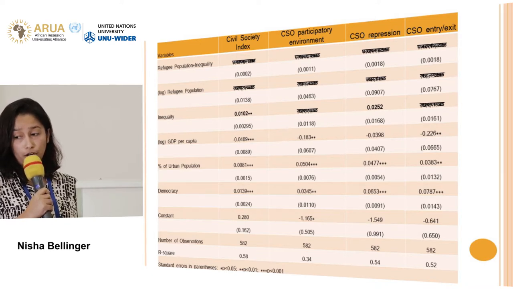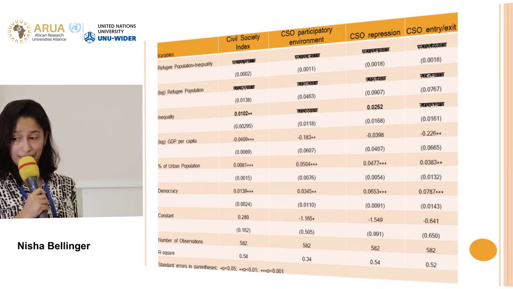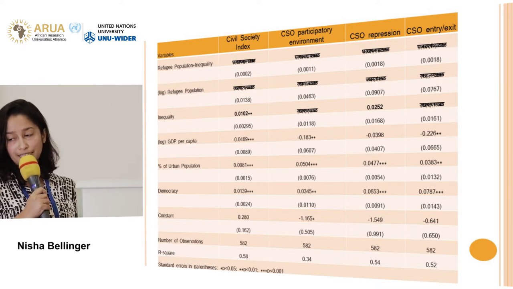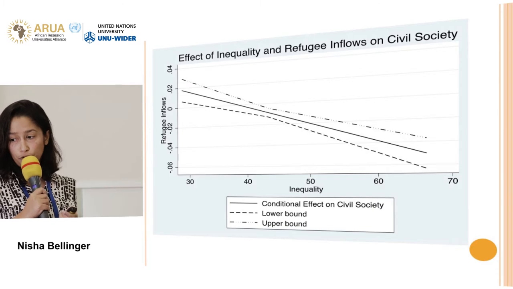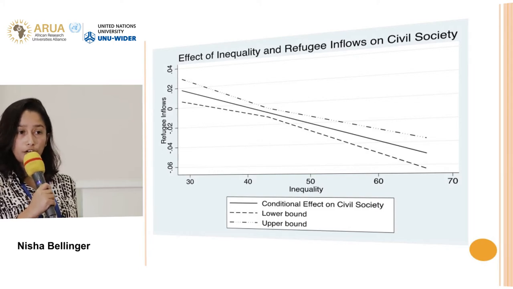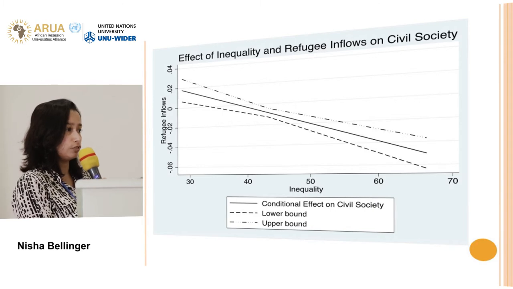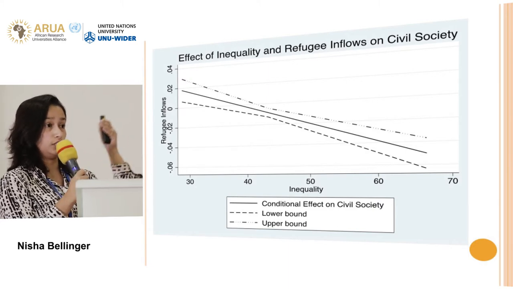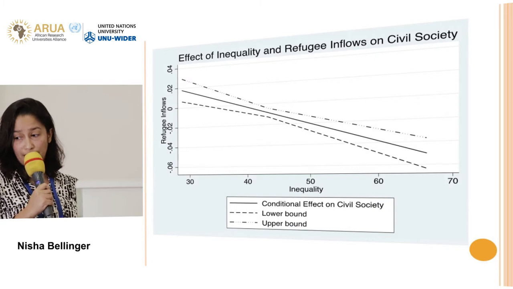High levels of refugee population is also positively associated with high levels of activism, as the first hypothesis stated. And then when we look at the interaction variable, it's negative and statistically significant. So if we were to graph that, what you see here is that as the level of inequality increases, the effect of refugee population in host countries dampens the effect of the refugee population in host countries on civil society, right? So at high levels of inequality, the size of the refugee population in host countries is associated with lower levels of civil society activism.